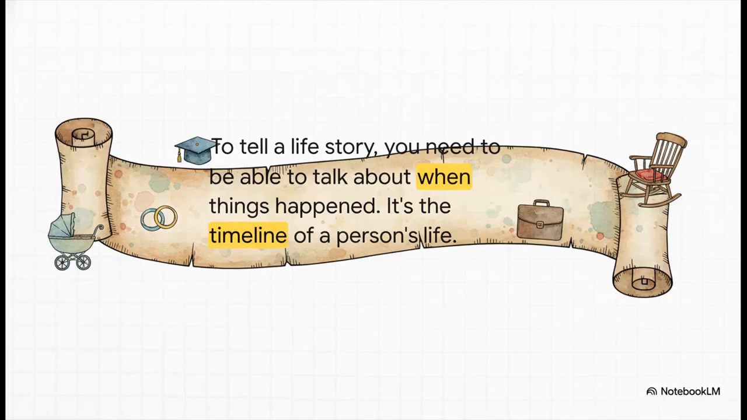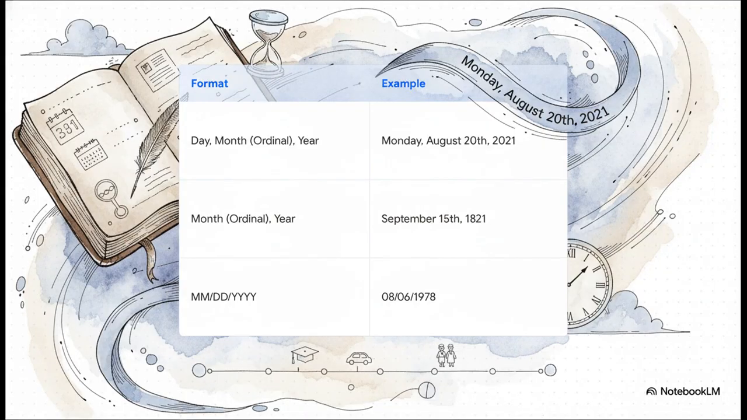Right. A life story isn't just a random collection of things that happened. It's a timeline. It has an order. So to build that timeline correctly, we have to be able to talk about when things happened. Let's take a look at how to do that. And here it is. This is exactly how we can pin down those key moments in time. You can write it out all fancy, like Monday, August 20th, 2021, or just use the quick numeric format. Getting comfortable with these is absolutely crucial for putting events in the right order and making your story make sense.